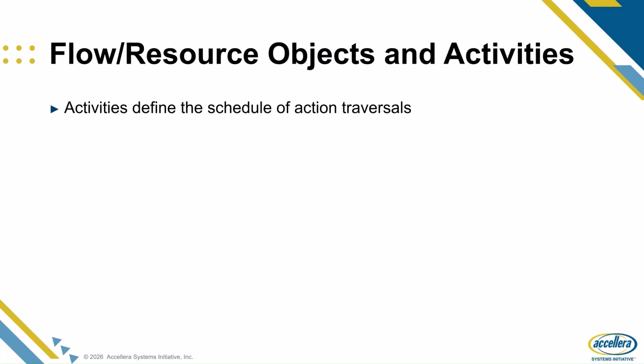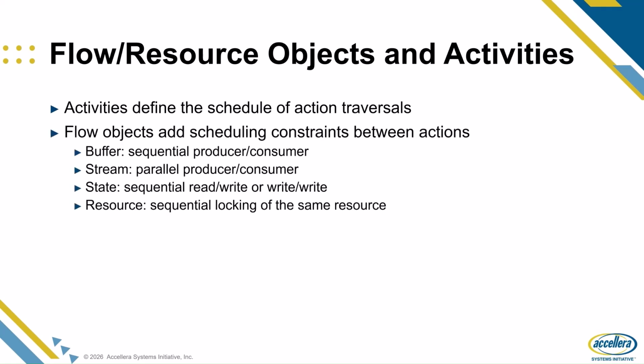Now let's bring it all together. As we saw in the previous session, activities define the schedule of action traversals to specify the verification intent. Flow objects define the communication between actions, but may also define additional scheduling constraints between action traversals. Buffers enforce sequential handoffs, streams require parallel communication, states manage shared configuration and avoid race conditions, and resources control access to limited hardware.